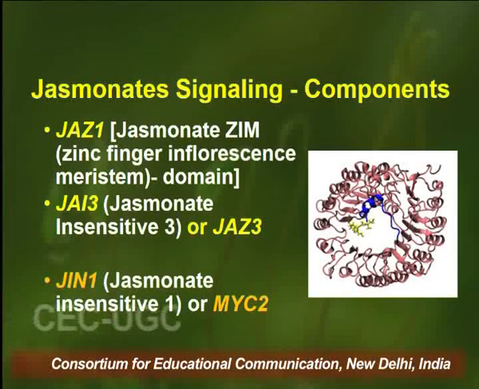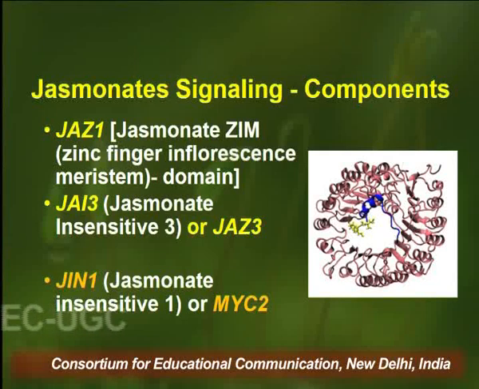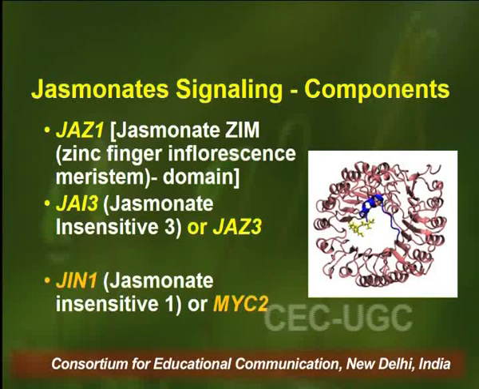And the next component is jasmonate insensitive 1 or JIN1, also known as MYC2 protein. These are nothing but the transcription factors that initiate the gene expression which leads to the various physiological effects induced by jasmonic acid.